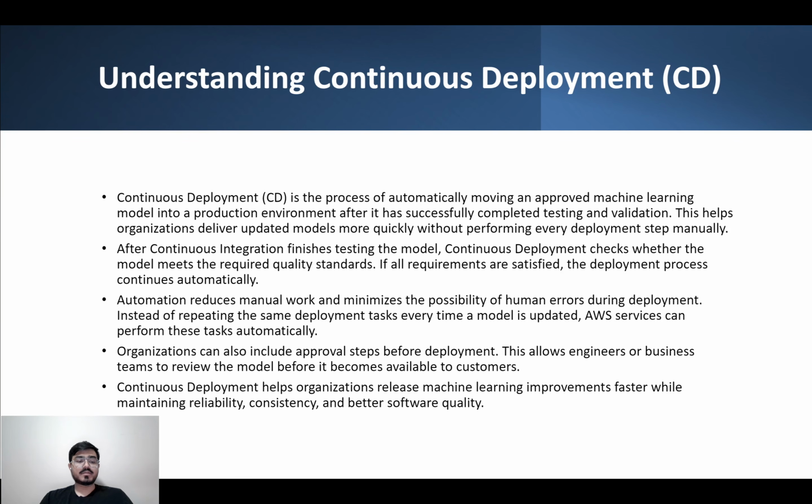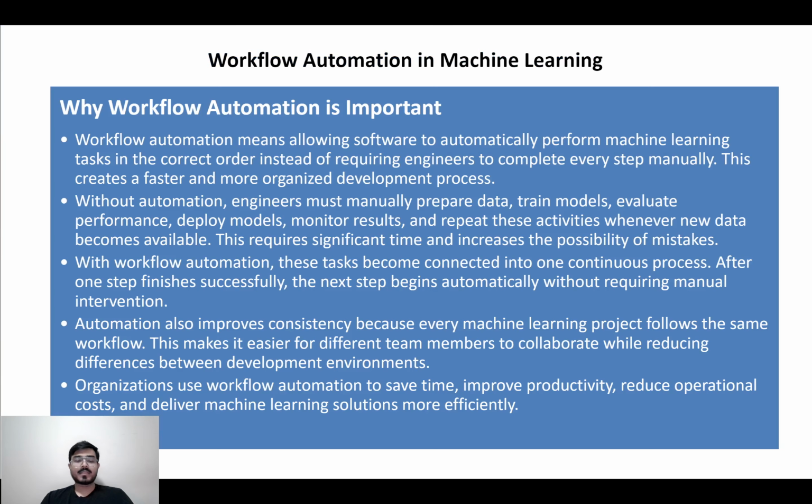Continuous deployment works in a similar way. The model is tested first. If it meets the required quality standard, AWS automatically deploys it. If problems are found, deployment stops until the engineer fixes the issue. Some organizations also include an approval step. This allows experienced engineers or managers to review the model before it becomes available to customers. Instead of repeating the same deployment process every time, AWS handles many of these tasks automatically.